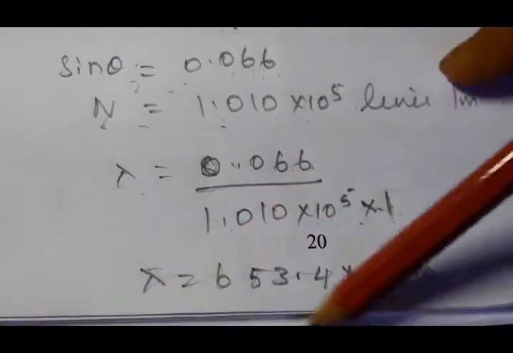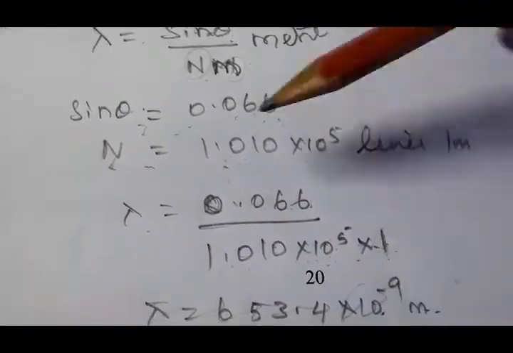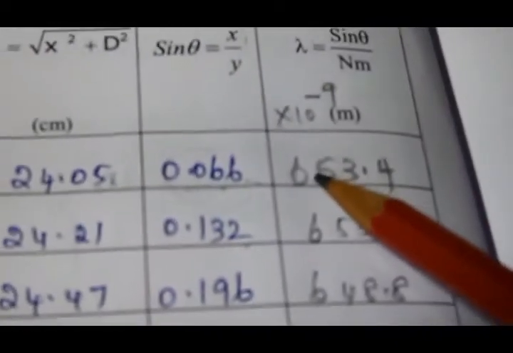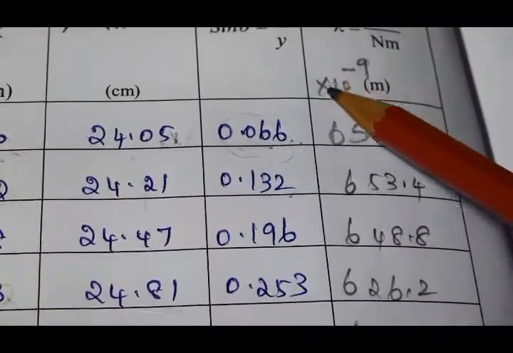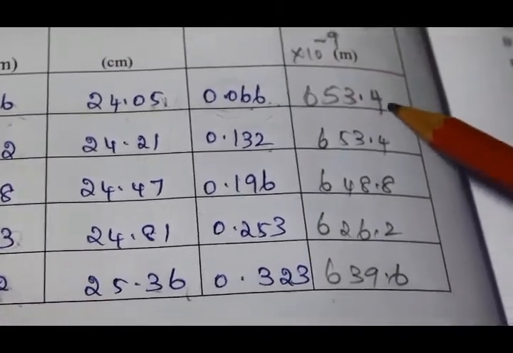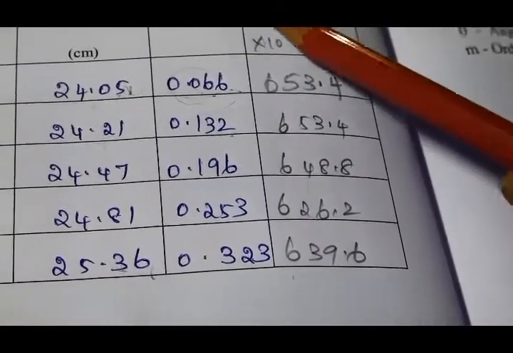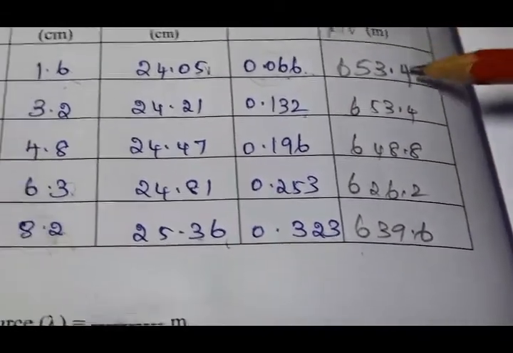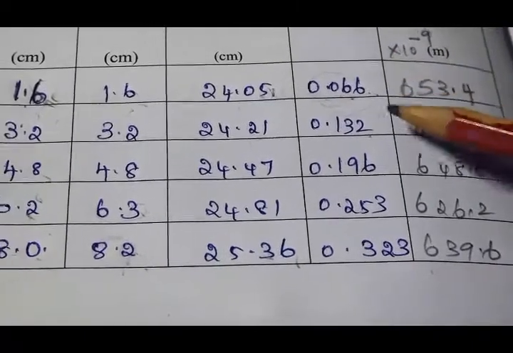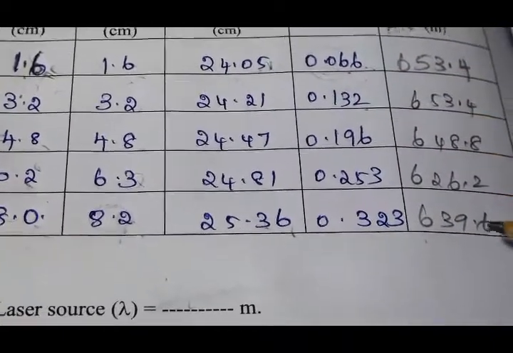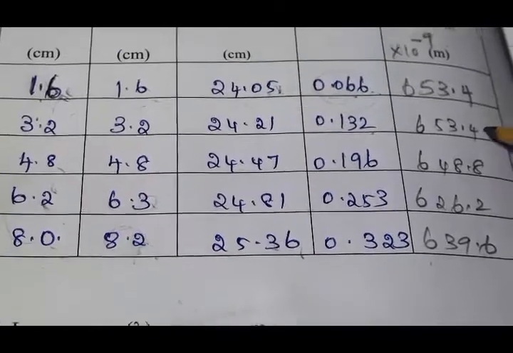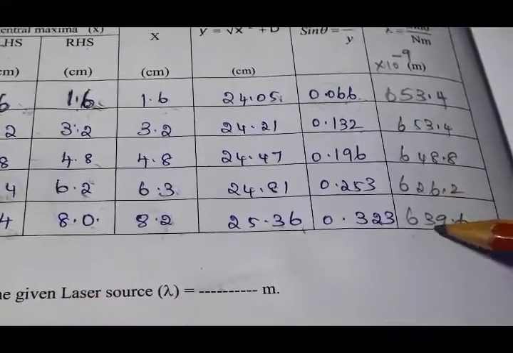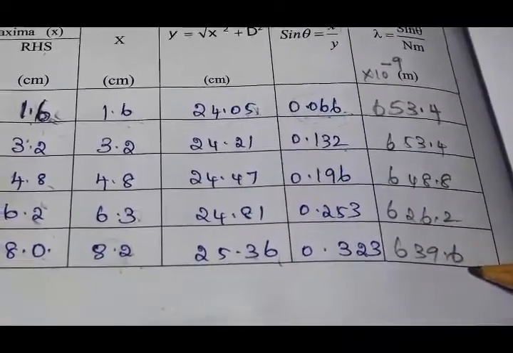So this lambda value for the first order has to be tabulated in this column, 653.5. Commonly I have written 10 power minus 9. You need not repeat it every time. When I write it here, it is meant for all the values under this column. Similarly, by doing the calculation for the second, third, fourth and fifth order, you will arrive at 653.4, 648.8, 626.2, 633.9, 639.6.